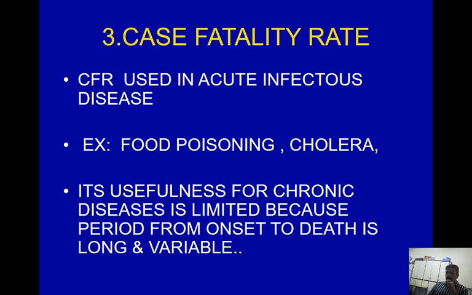Because hypertension is not the primary cause of death, but what would it lead to? It will lead to atherosclerosis, it will lead to cardiovascular disease, it will lead to myocardial infarction, it might lead to chronic kidney disease, it might lead to other complications. So it becomes very difficult when you're looking at a chronic disease to calculate case fatality rate, because the chronicity, the duration with which the person has the disease, imposes a lot of other confounders into it.